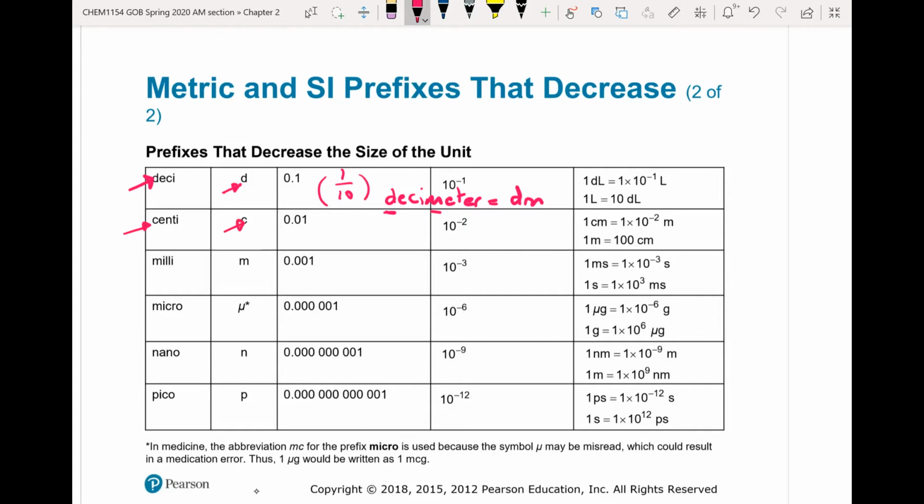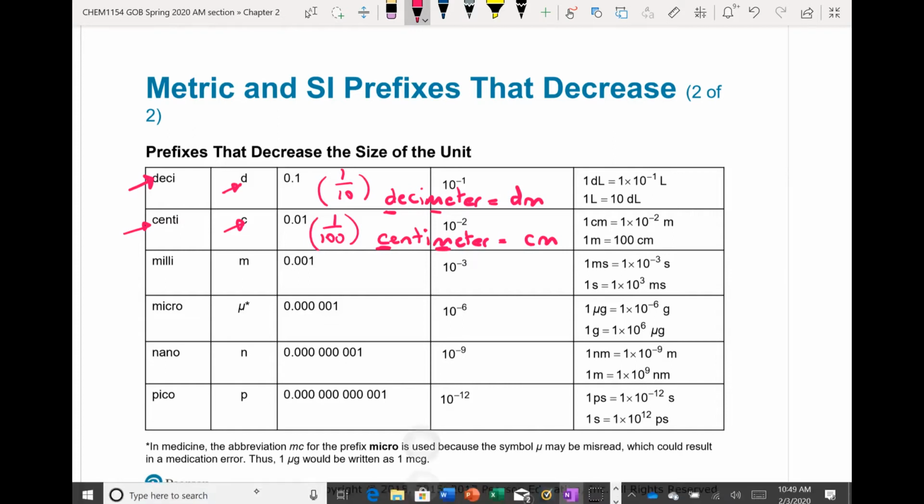Centi has the symbol small c, and it means 1/100th of something. So if I have a centimeter, it would be small c, small m. A meter is about this big, and a centimeter is 1/100th of that. If you take that meter and break it down into 100 equal pieces, one of those pieces would be a centimeter. So you have 100 centimeters that make up 1 meter, or we can say 1 centimeter is 1/100th of that big thing.